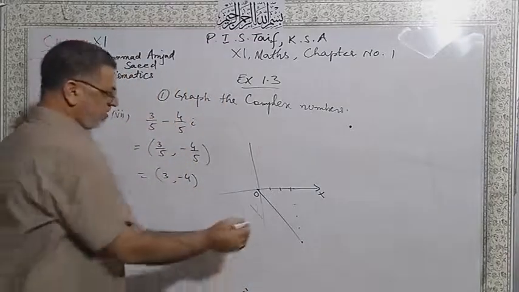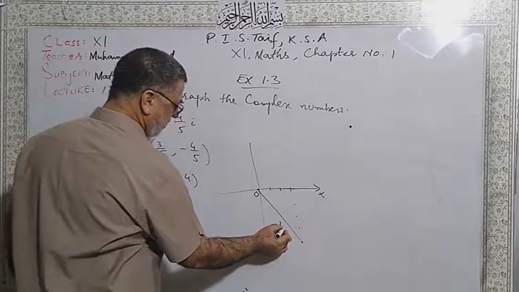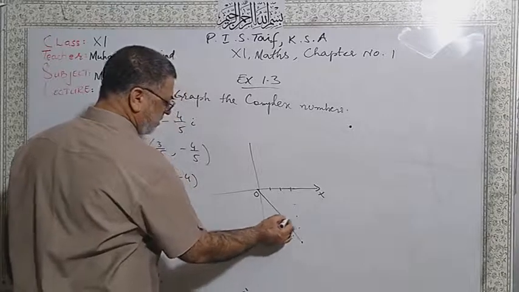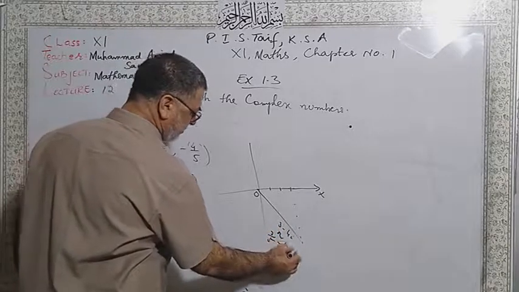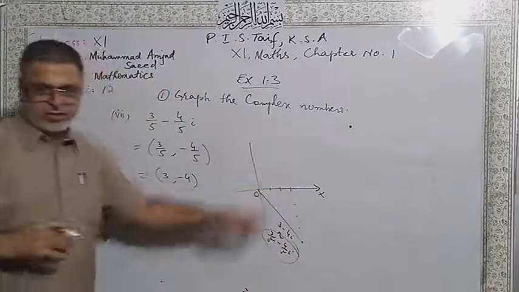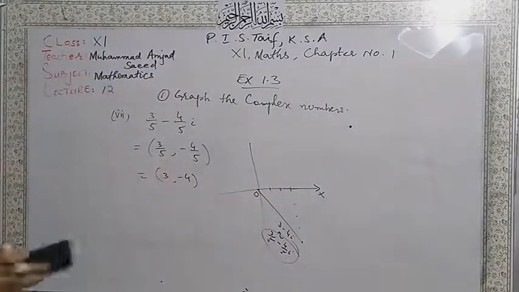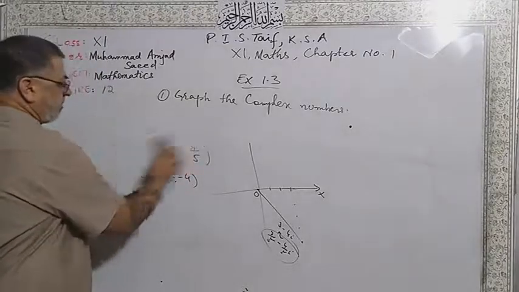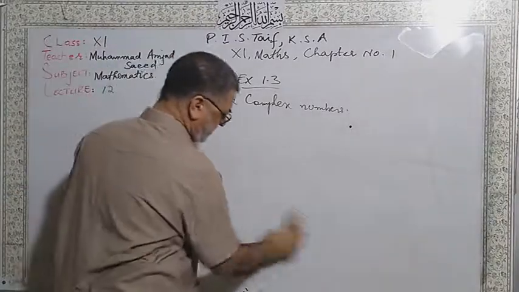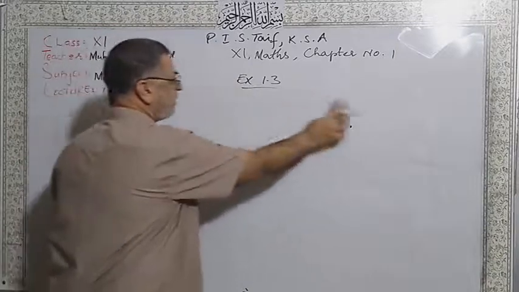You can write 3 minus 4 iota or 3 over 5 minus 4 over 5 iota, because the denominator is the same. So you can write it in without-fraction form or fraction form, that is the same thing. No problem. So that is your question number 1.